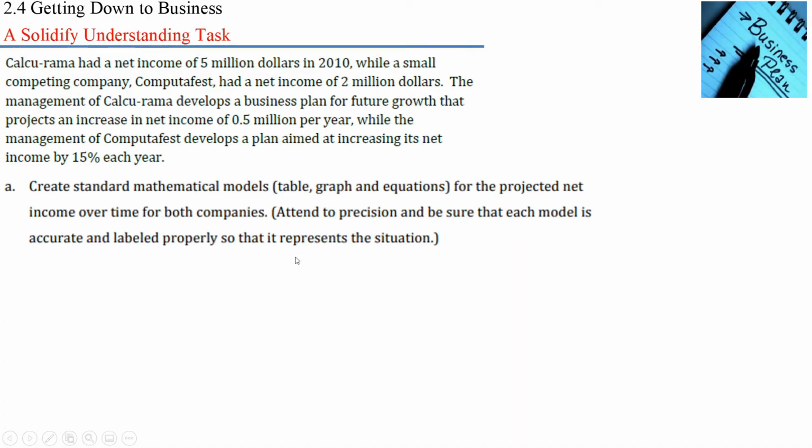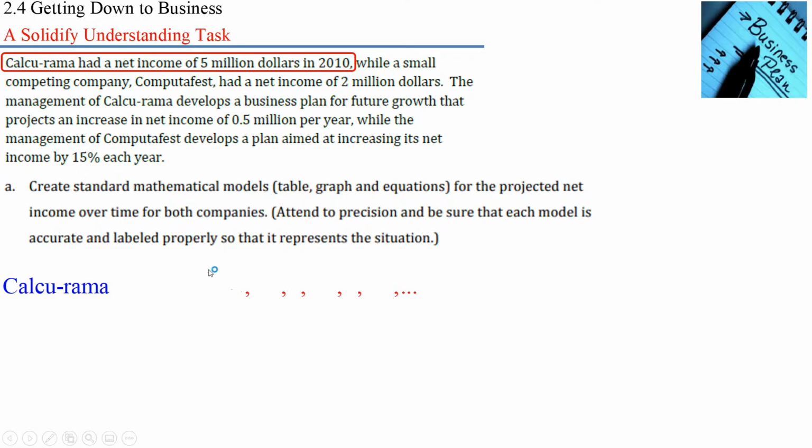Okay, welcome to 2.4, Getting Down to Business, and this is a solidifying understanding task. So here's the situation. Calcurama had a net income of $5 million in 2010. So let's document that. Okay, we're going to start modeling already. All right, so we have this company, Calcurama, and in the year 2010, they had a net income of $5 million.